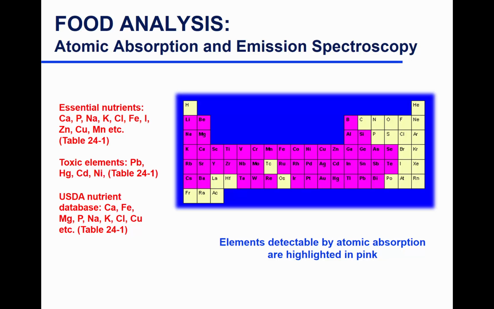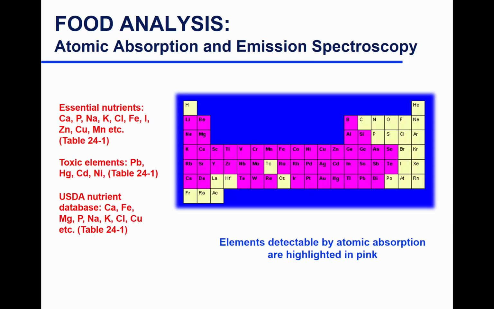So not every atom form is quantifiable by atomic absorption. Only the metallic atoms. So these are highlighted in red. These can often be analyzed by atomic absorption. So, like I said, we are interested in essential nutrient quantification, such as calcium, phosphorus, sodium, potassium, etc. And then the toxic elements, we are interested in quantifying lead, mercury, cadmium, and nickel.